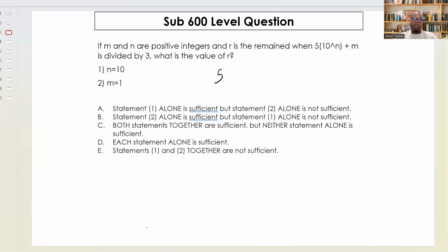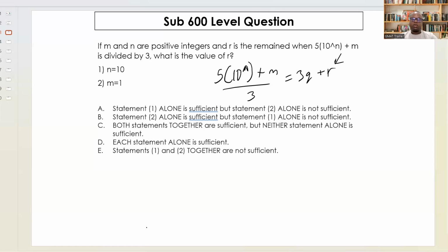So if you have 5 into 10 raised to the power N, then plus M, and then you divide all this by 3, then it will be equal to, let's say, 3Q plus R. That's what we'll have. So the remainder is what we're looking at. What's the value of R? So we're being asked for this value of R, that's what we're being asked for. So how do you go about this? How do you get to demystify this?